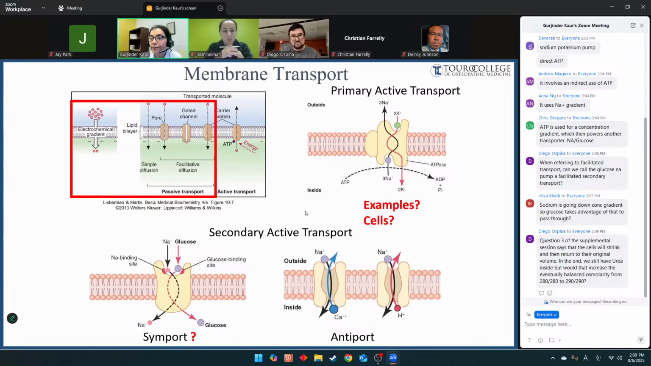Jasmine? Oh, you are on mute. Sorry about that. So regarding the primary active transport sodium potassium ATPase, should we be very familiar with the E2P phase and the E1P phase? No, it's okay. As long as you know what the process is, we're good. Okay, and we don't have to worry about cardiac glycosides and inhibitors? You do have to worry about that. Yes, that's my next slide. I'm going to go there now.